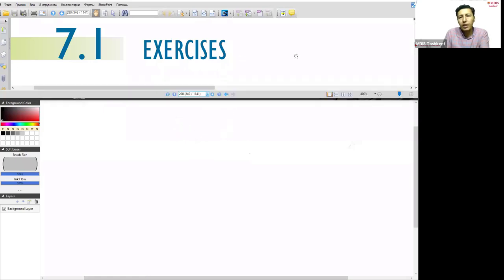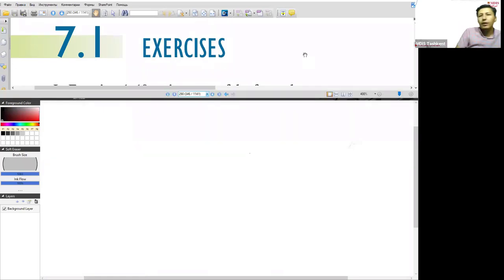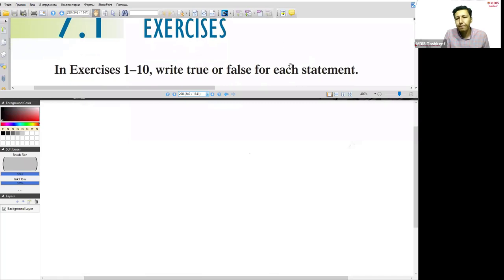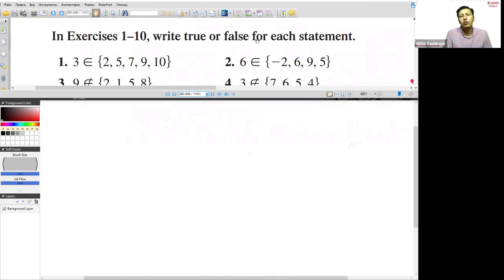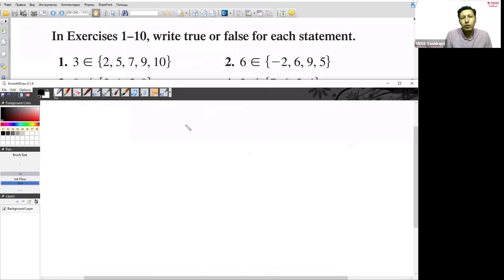Okay, let's begin. Chapter 7, sets and probabilities. Questions 1 to 10: write true or false for each statement. What is this symbol? This means belongs to, or element of.